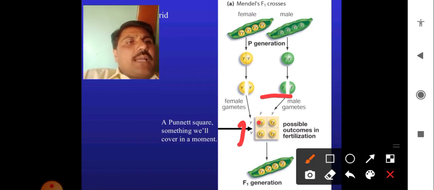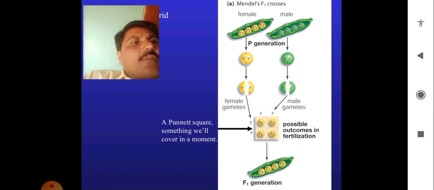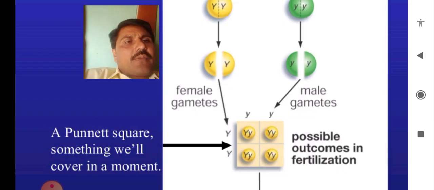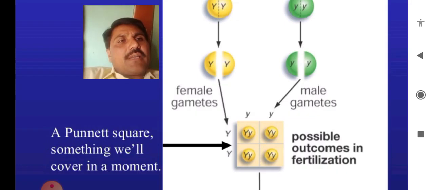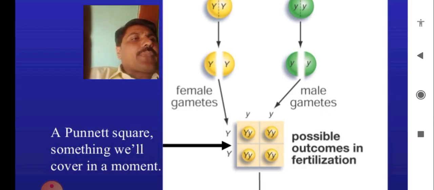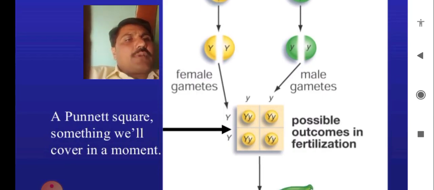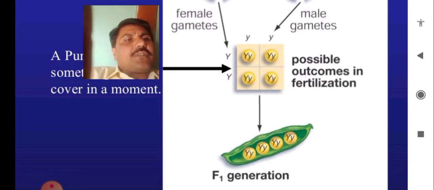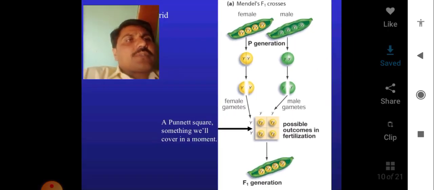So capital Y and small y, when they are fertilized, the possible outcome comes. I am zooming in so you may find this clear. Look at this: capital Y is fertilized by the small y. The genotype shown in the yellow one is capital Y and small y. So you can see the F1 generation with these four seeds.